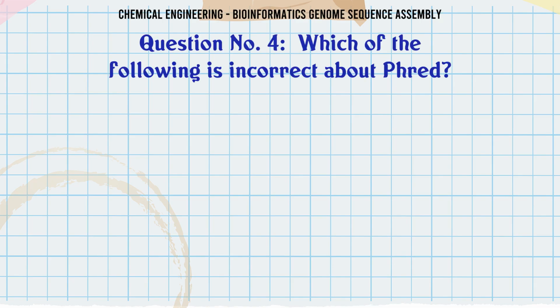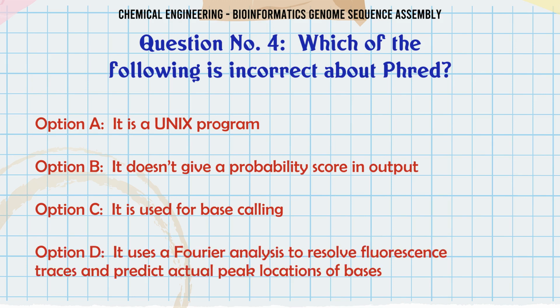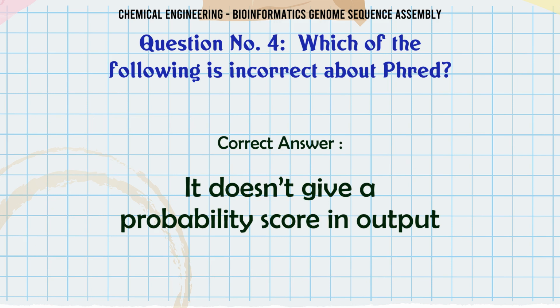Which of the following is incorrect about Phred? A. It is a UNIX program. B. It doesn't give a probability score in output. C. It is used for base calling. D. It uses a Fourier analysis to resolve fluorescence traces and predict actual peak locations of bases. The correct answer is it doesn't give a probability score in output.